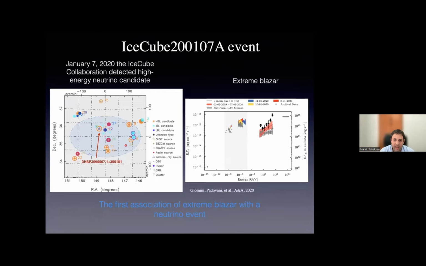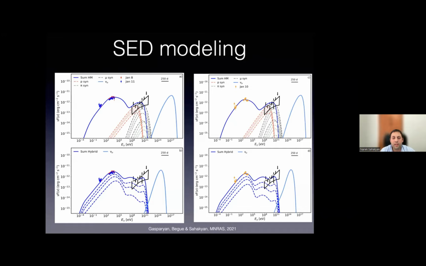Soprano has quite different processes included, so it can be used to study different blazars. As an example, here is shown another event observed by IceCube on January 7, 2020, which was coinciding with an extreme blazar. What is an extreme blazar? It has the peak of the synchrotron emission above the X-ray band. So these are very powerful sources where there is very efficient particle acceleration, so that they are emitting synchrotron beyond the X-ray band. So using Soprano, you could model the electromagnetic spectrum observed around, before and after this neutrino event, and you could try to estimate if the neutrinos could be produced from this extreme blazar.